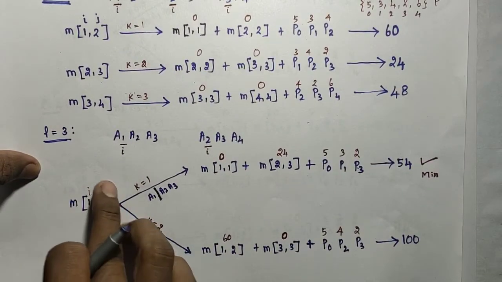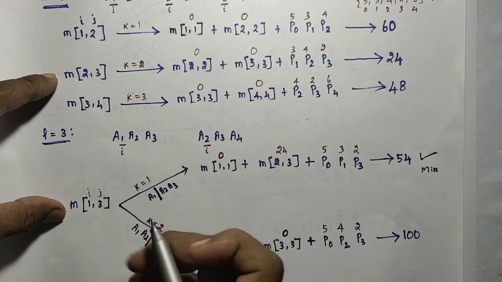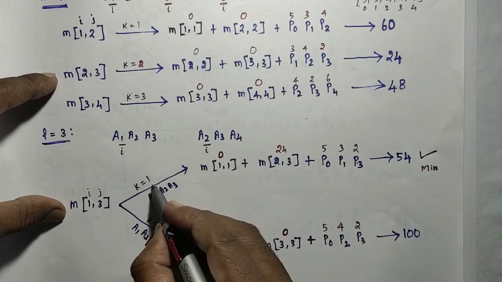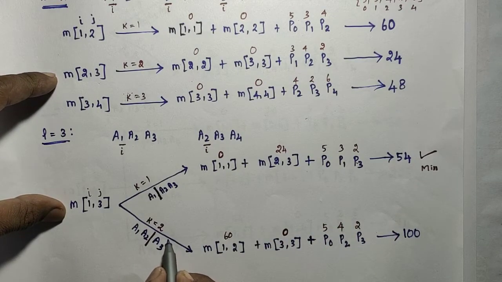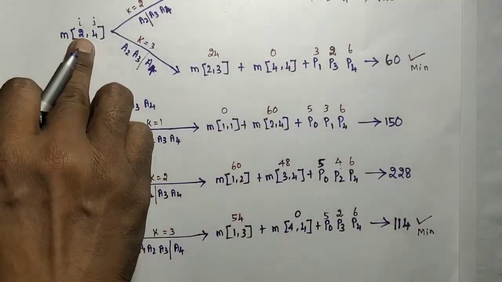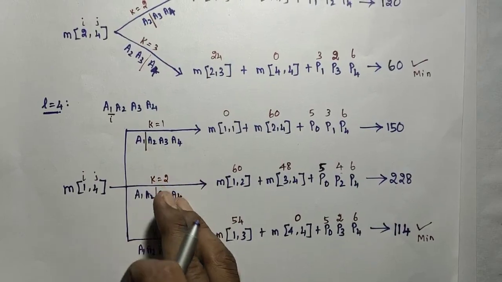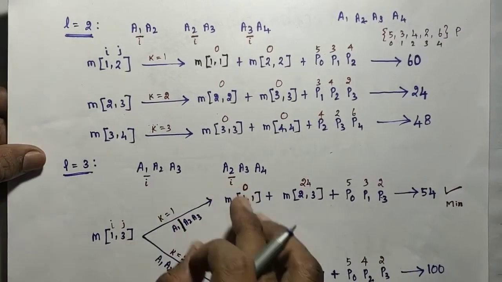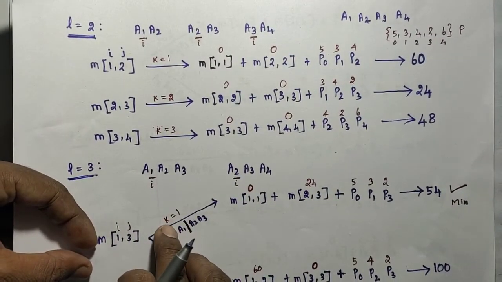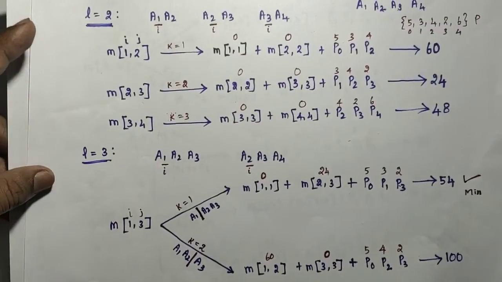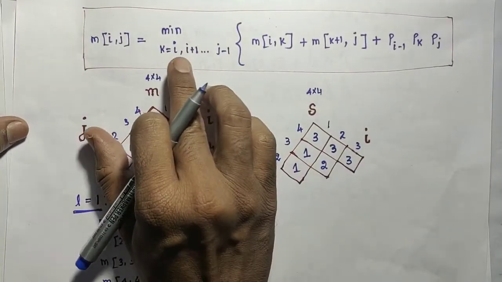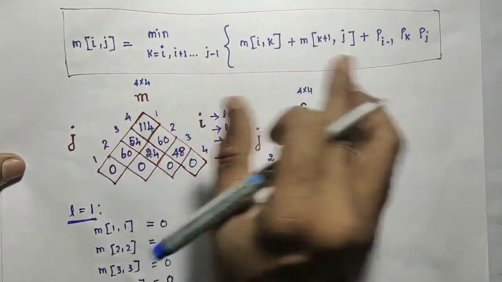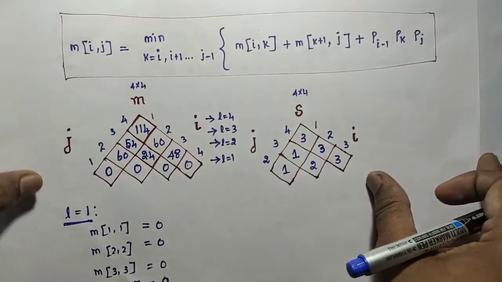For finding that m of ij value, we have many options. We have to find this expression value for k equal to 1 and k equal to 2. Similarly for the next value also the same: k equal to 1, k equal to 2, k equal to 3. So those options we need to find. The number of options depends on the k values. The k values start, as per our formula, from k equal to i plus 1 up to j minus 1. Among those options we need to find the minimum one.